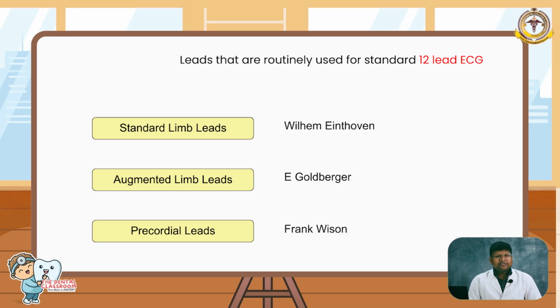So, coming to the ECG leads. To record a proper ECG, we need electrodes, which we call leads. There are different leads of an ECG: the standard limb leads, the augmented limb leads, and the precordial leads. The standard limb leads were discovered by William Einthoven, the augmented limb leads by Goldberger, and the precordial leads by Frank Wilson.